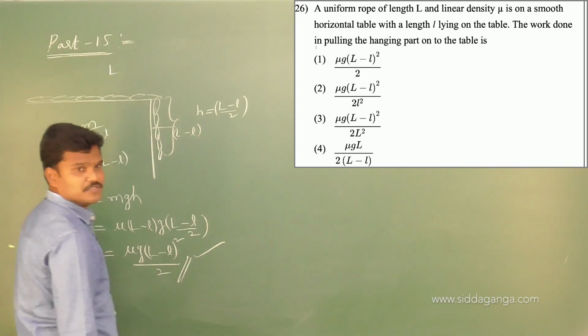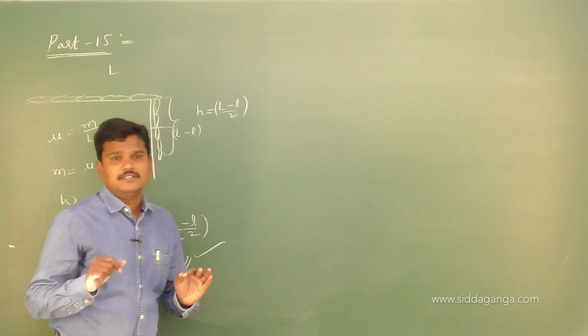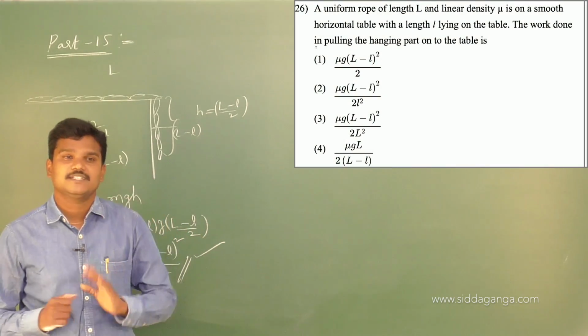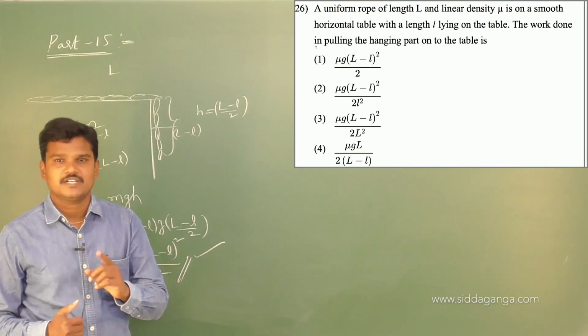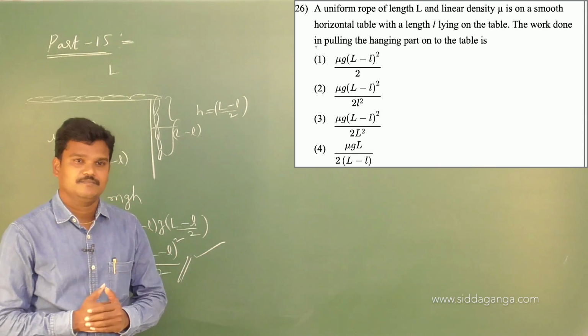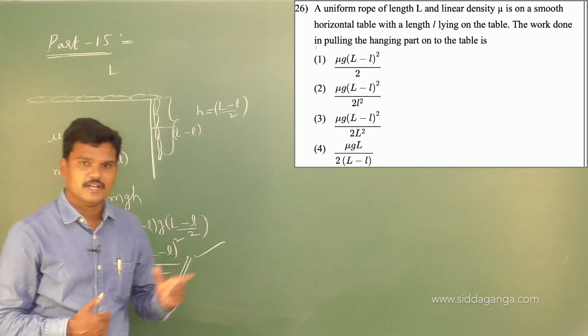Verify it. Still the question is not clear. See, after pulling it onto the table, some part is remaining. How much is the length of the remaining part? L minus l is the remaining part. Then only the question is correct. So the length of the remaining part is L minus l, so that you will get the height as L minus l by 2, and this is okay.